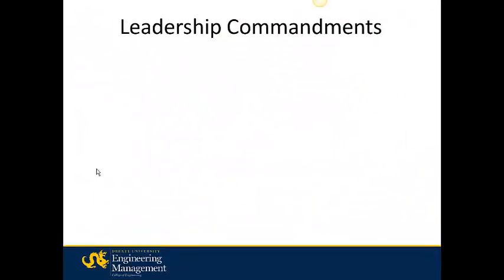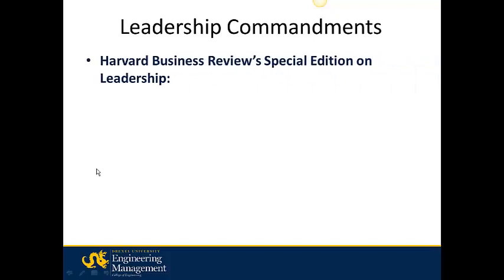First, let's discuss the leadership commandments. Harvard Business Review did a special edition on leadership in the early 2000s, which I felt was exceptional and provided a very good visual as well as a simple process to be used that can be applied to your daily leadership. There were 3 commandments, and the first commandment was know thyself. So once you understand who you are, then you can apply it throughout the system.